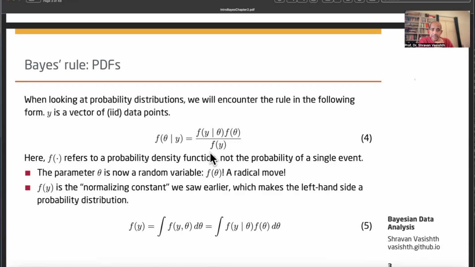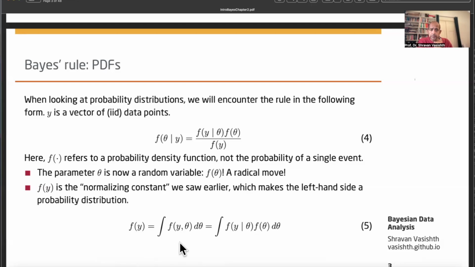And now the question is, what is f of y? So I'm going to explain that now. F of y is taking the joint distribution of y and theta. So y is the observed data, theta is the parameter of interest, and it has some probability distribution associated with it.